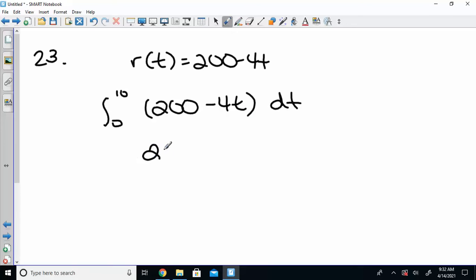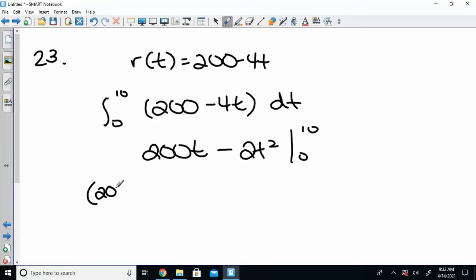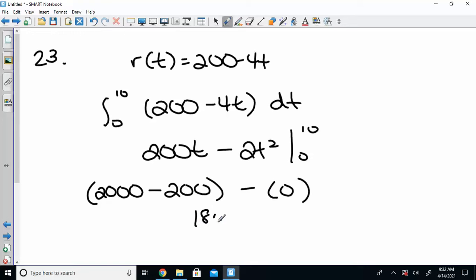So the antiderivative of 200 would be 200t, minus the antiderivative of 4t, which would be 2t squared. This is one that we can easily do by hand. If you plug in your 10, you get 2,000, minus 10 squared is 100, so minus 200, minus, if you put in a 0, you just get 0. So we have 1,800, and we were in liters.